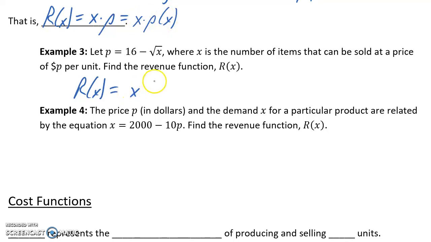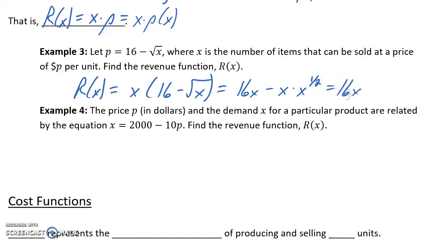So in this case, we would take X times this function, 16 minus square root X, and then distributing through, we would get 16x minus X times, if we rewrote this, X to the 1/2. And then we can multiply those two variable statements together by adding the exponents, to give us X to the 3/2.